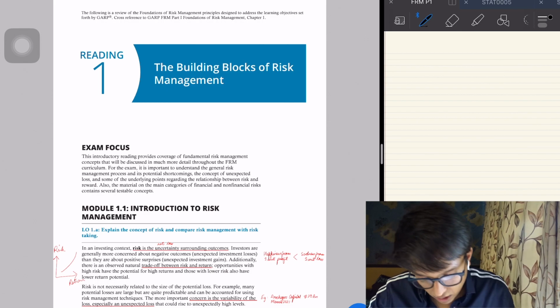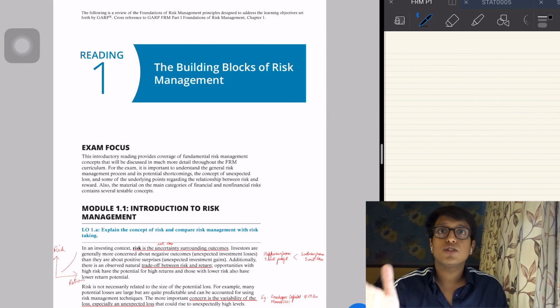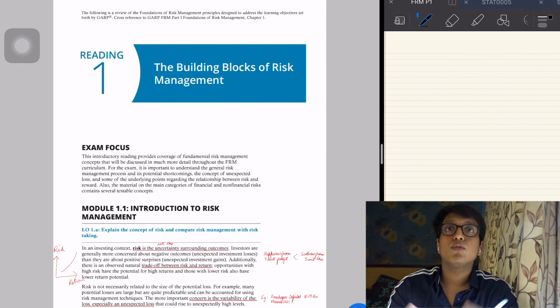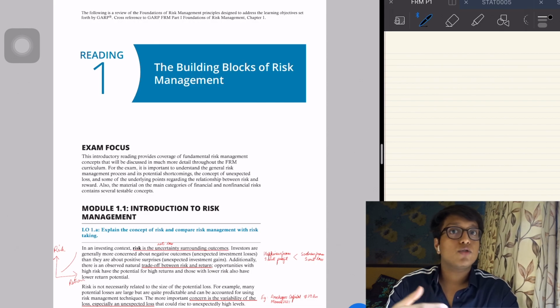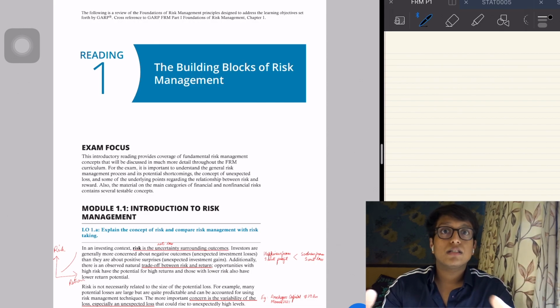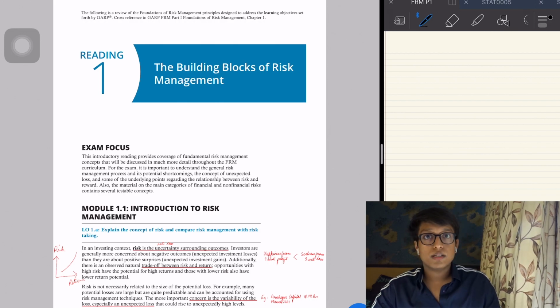In an investing context, risk is the uncertainty surrounding outcomes. So what we need to understand is risk is not loss, risk is not something bad. Risk is just the uncertainty that a future event might impact us negatively. So we need to prepare for it in the present. Warren Buffett has said that the biggest risk is not taking any risk. So you need to take risks if you want to earn returns, from which we come to the second point, which is that there is a risk return trade off.